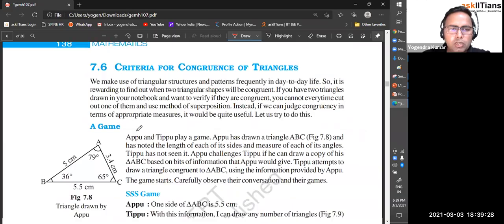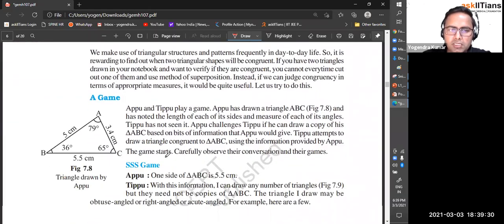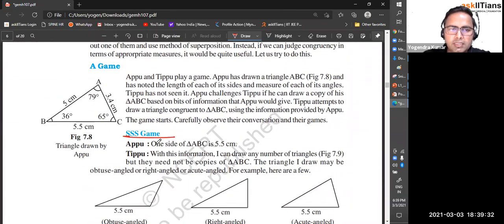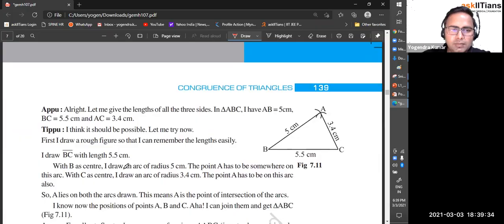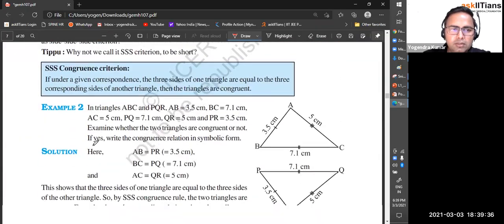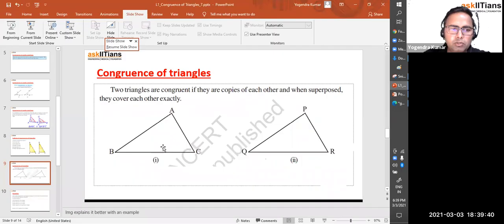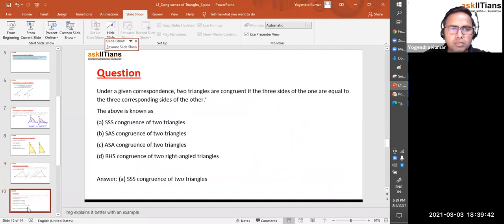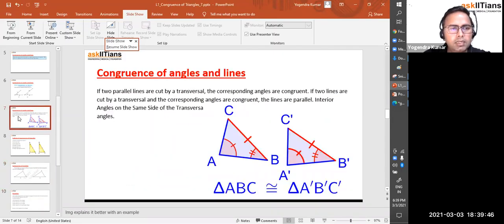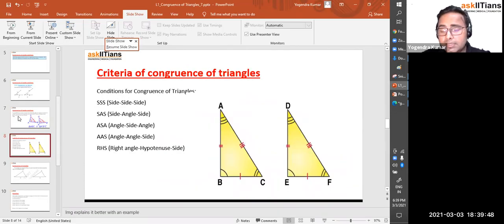Correct? So now we have criteria for congruency. We will see that SSS congruency is there. They're explaining here with the game. We will see this. So this is what we are going to see here. Let's see more examples for more understanding. So we have criteria of congruency. SSS is one congruency.